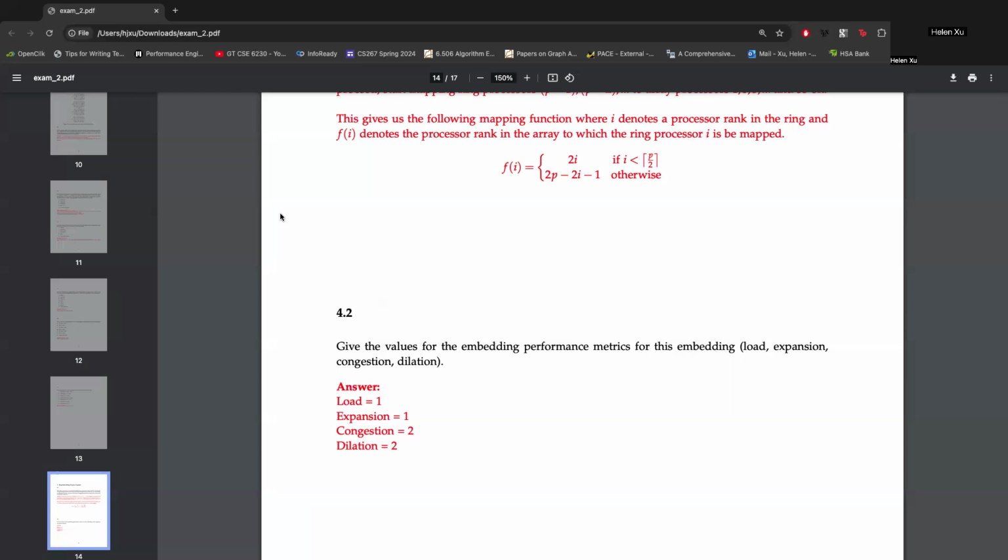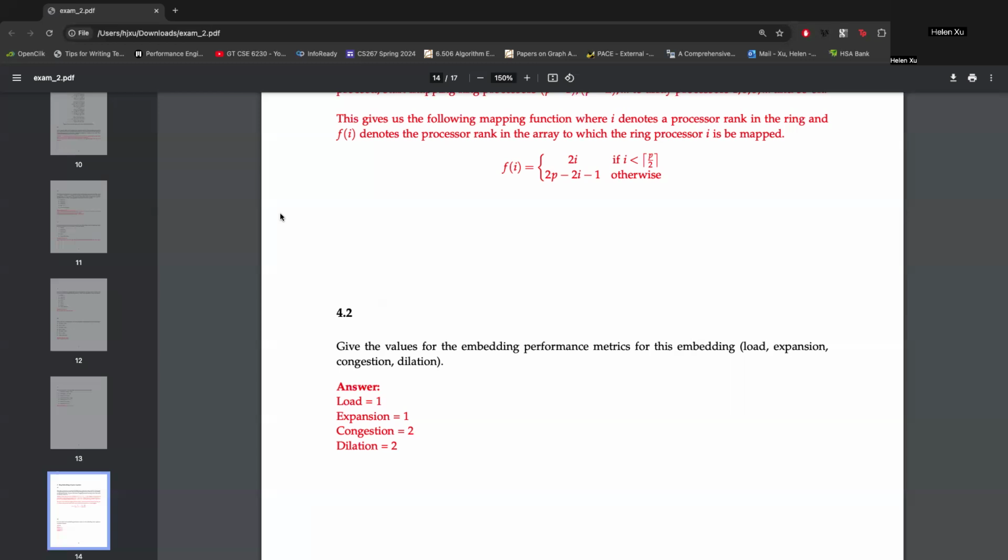So that's why the congestion is 2, because now 3 to 2 or 3 to 4 will go like this, and then 2 to 4 is like this, and they overlap here. Previously, if 3 transitioned to 4 and 3 transitioned to 2, it would do both of those independently, but now it can't in this embedding. So that's why the congestion is 2.